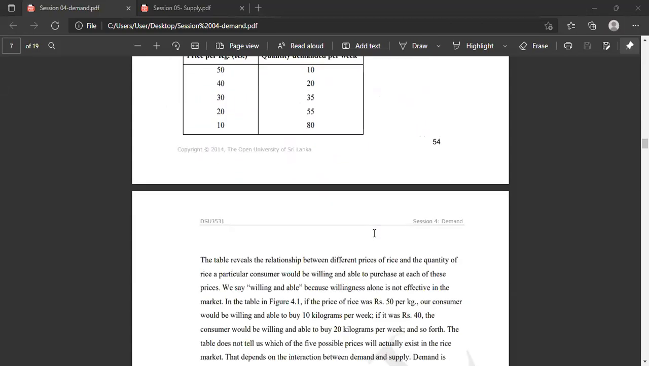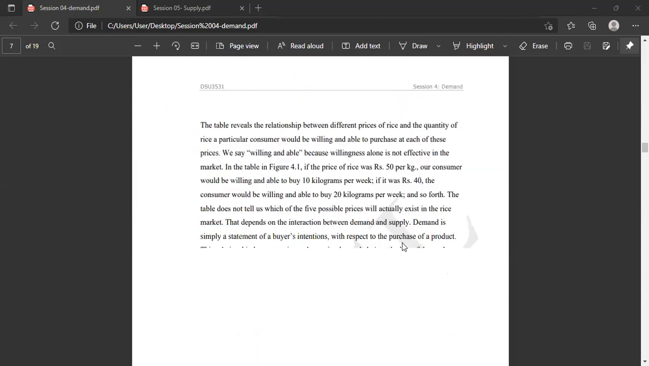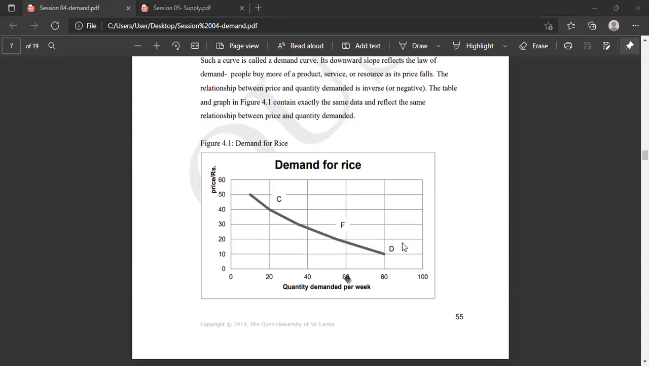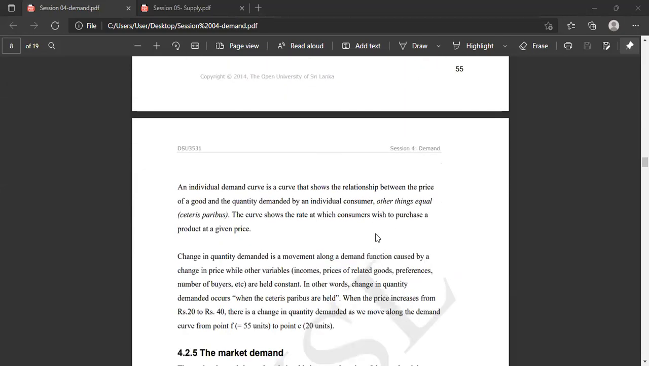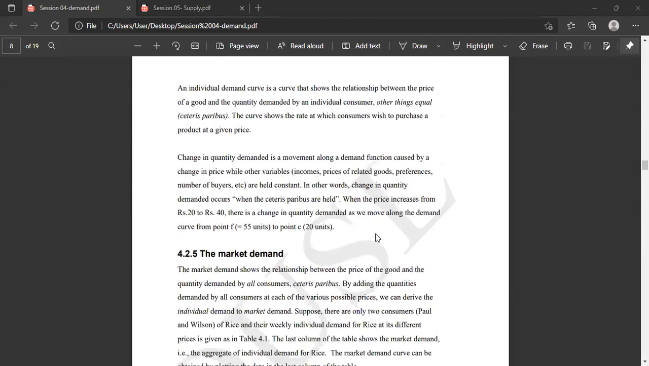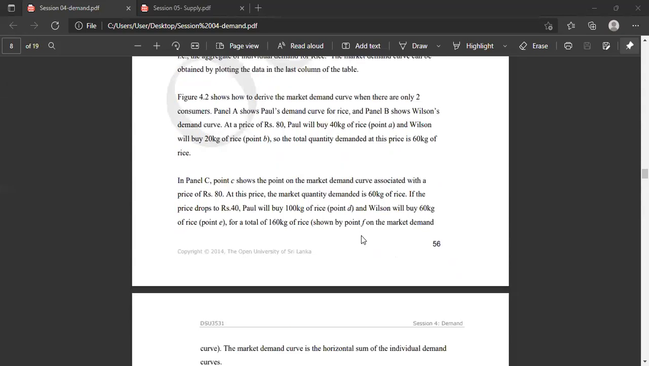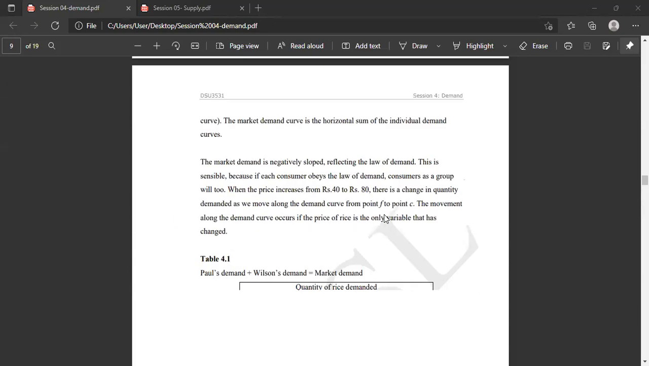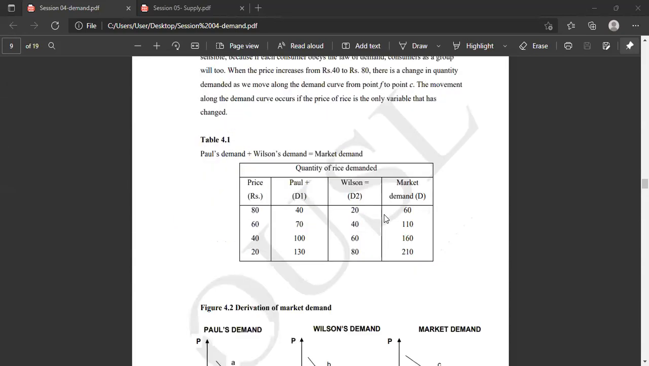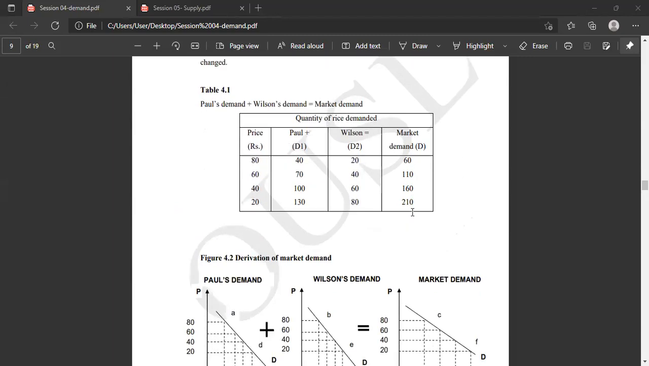The information related to the law of demand, you can present in a table. We call this a demand schedule. And we can draw it in a diagram, which is called a demand curve. Okay, right. So we have discussed the demand curve, demand schedule, all those things. Then market demand, the meaning of market demand, the addition of individual demand.